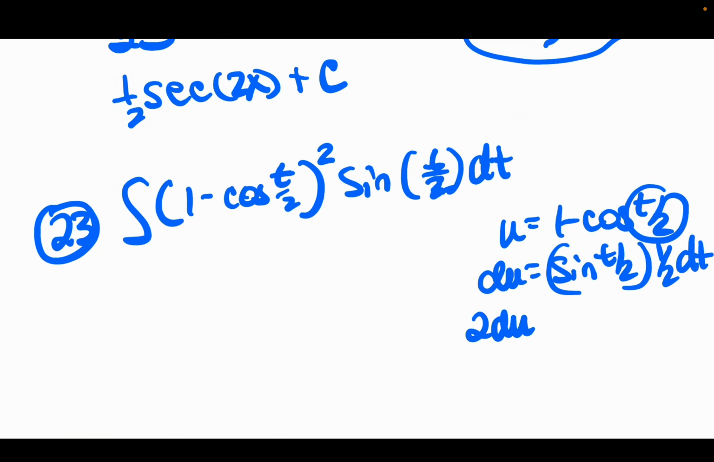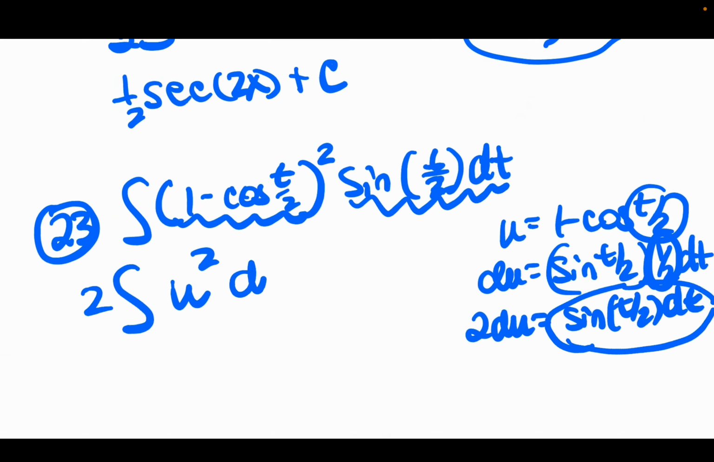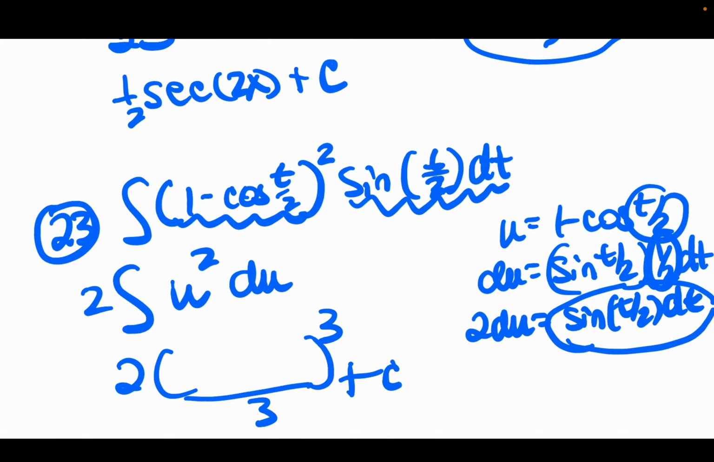Now I have 2 du. What I like to do is get rid of my coefficient, and I get sine of t over 2 dt. So I have the integral of u squared. This sine is right here, gives me 2 du. So it makes it super simple. 2u cubed over 3 plus c. And I put u back in if I don't have limits of integration. And so that's my answer to 23.